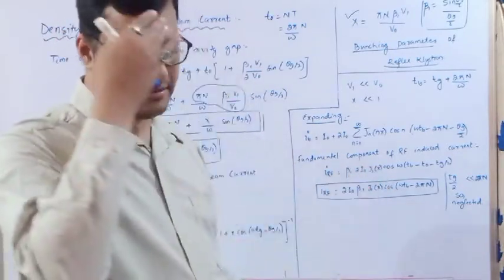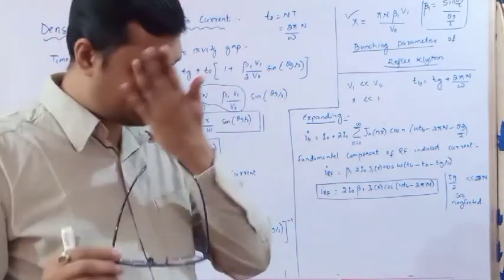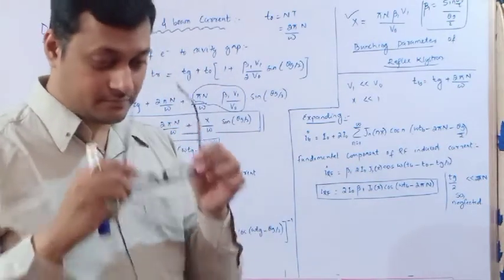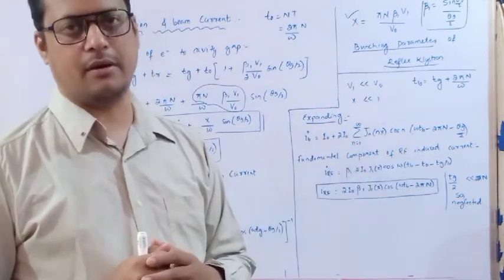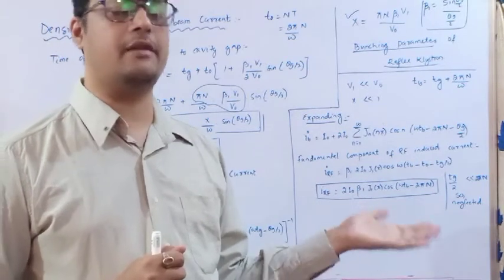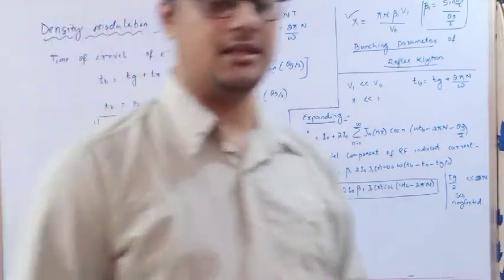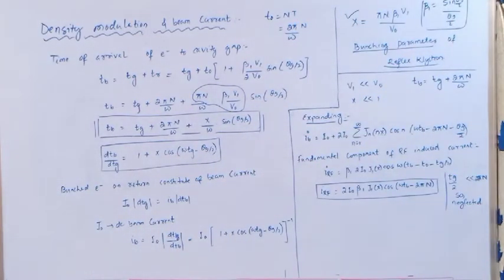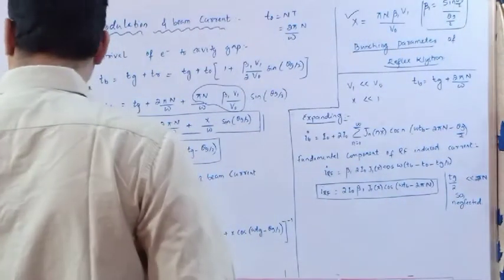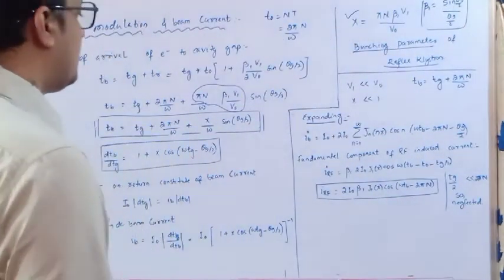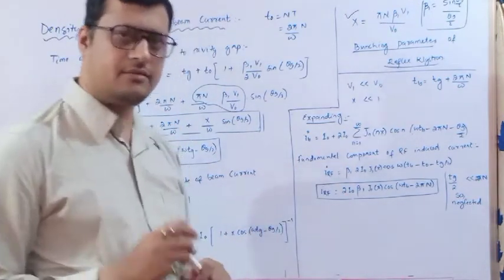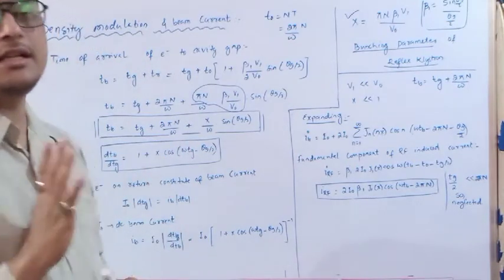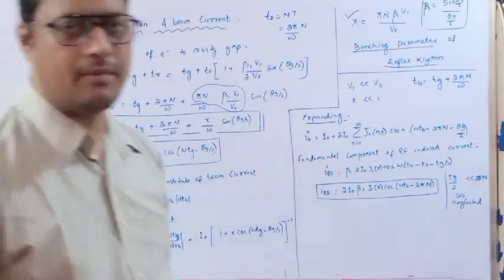So once IRF is known, we can determine the RF output power. Once RF output power is known, efficiency can be identified easily. Okay. So this is the RF current, and with the help of this RF current we can easily calculate the RF output power.